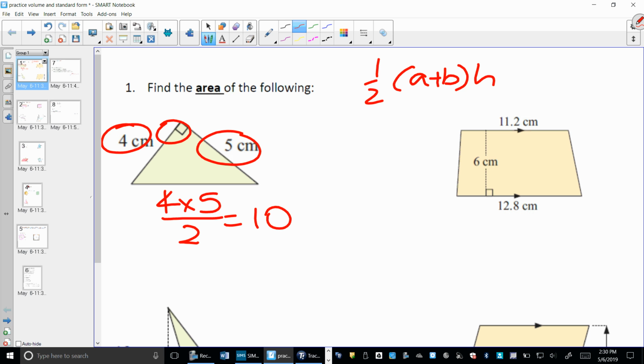Now, a plus b, where are the a and b measurements, Georgie? The top and the bottom. Now, it's not always going to be the top and the bottom, because if it had been flipped on its side, it would have been the two side ones. Essentially, it's the parallel sides. Okay, so your a and your b are your parallel sides.